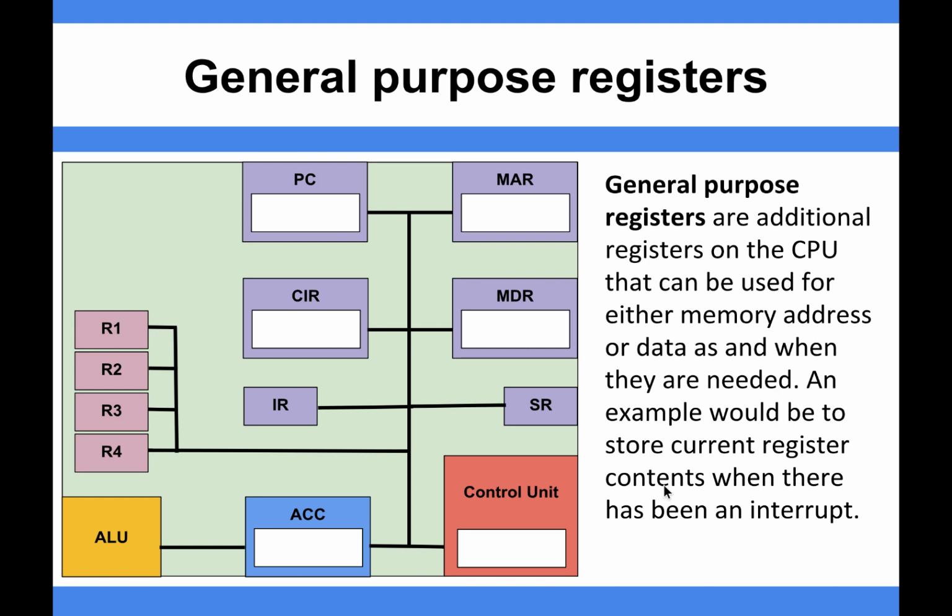But know the difference, because I'm going to show you dedicated registers as well. Just understand the general purpose registers are just some additional memory locations on the CPU that will be used as and when they're needed, not always for the same purpose.